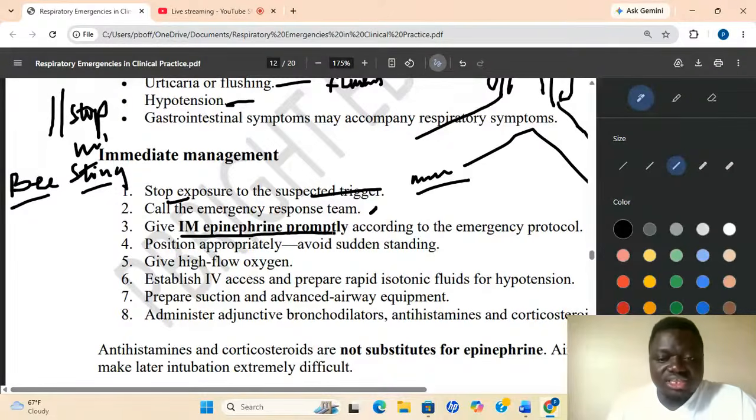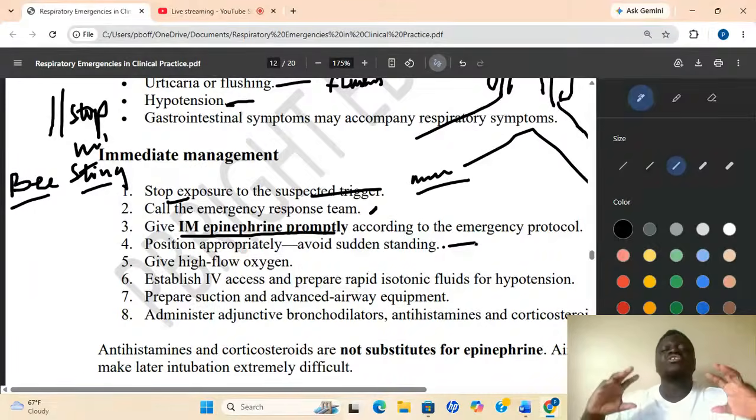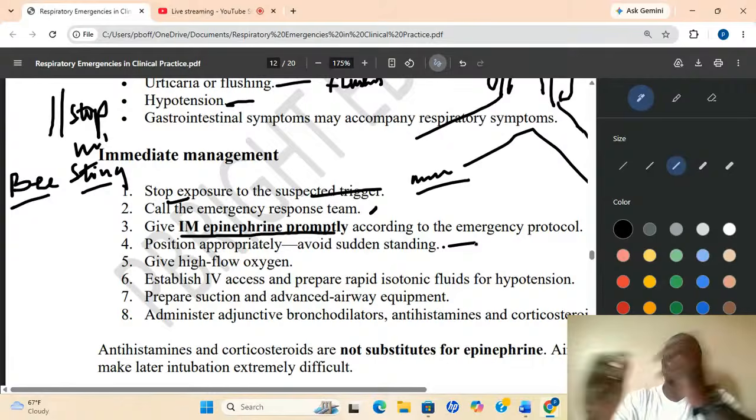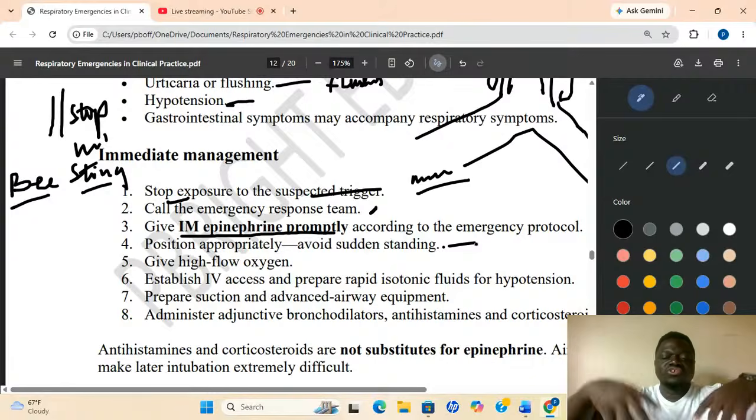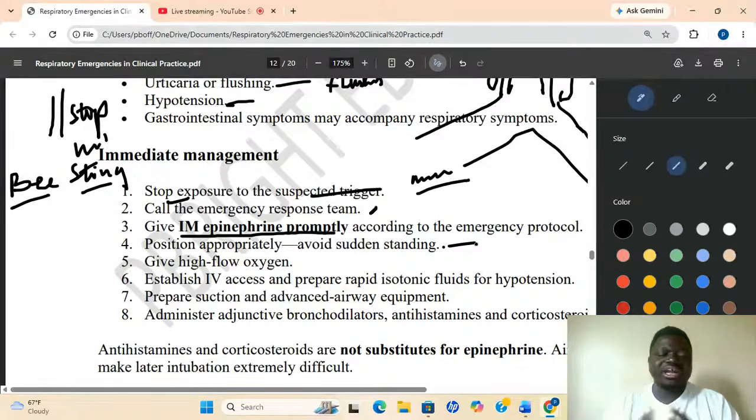Epinephrine promptly. Then you position the patient appropriately, sometimes sitting up. But because of hypotension, avoid having them stand. You give a lot of oxygen. Then IV access, a big one for running fluid to correct the hypotension. Then you suction if indicated. You maintain the airway.